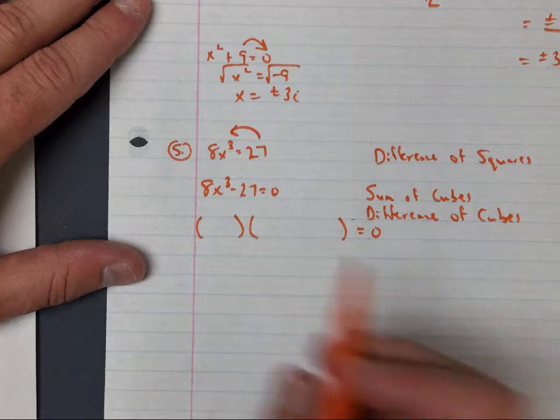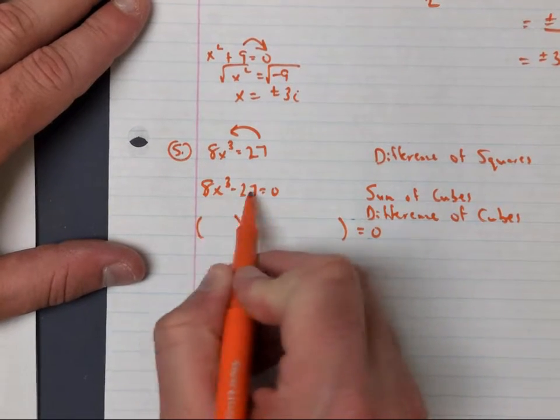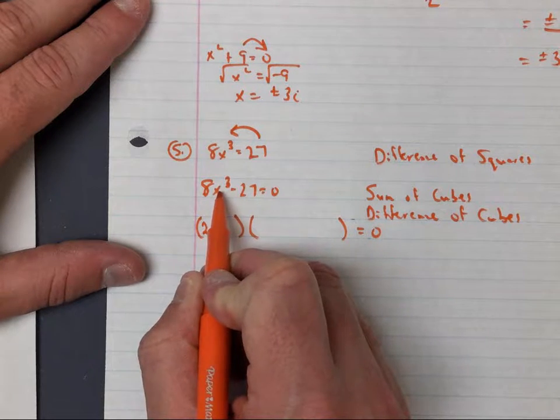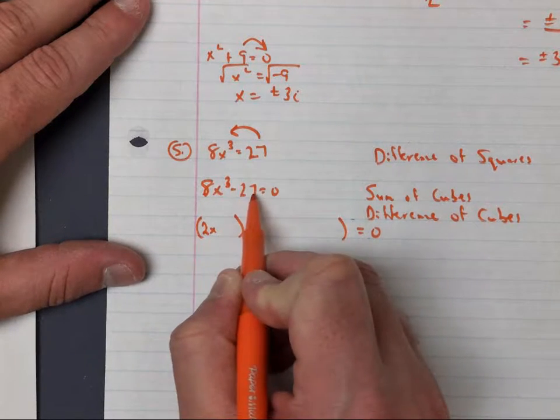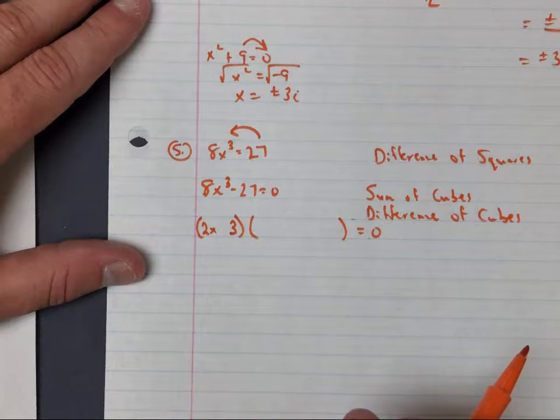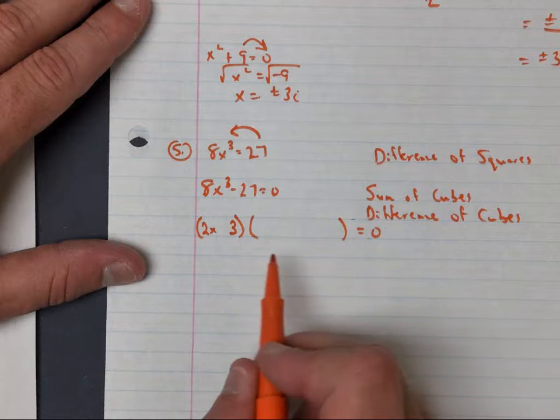First thing you do is you take the cube root of everything in the original. Cube root of 8 is 2. Cube root of x cubed is x. Cube root of 27 is 3. We're going to come back and do the signs in a minute. That's your binomial.